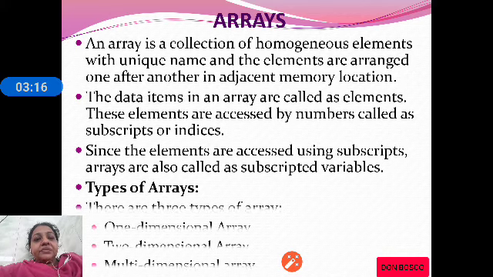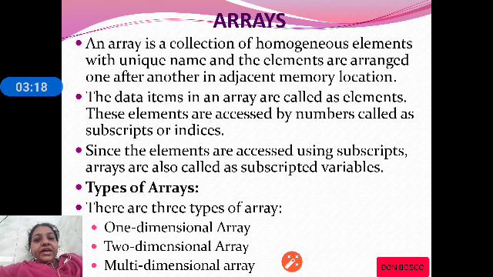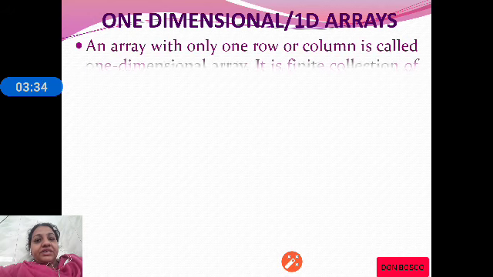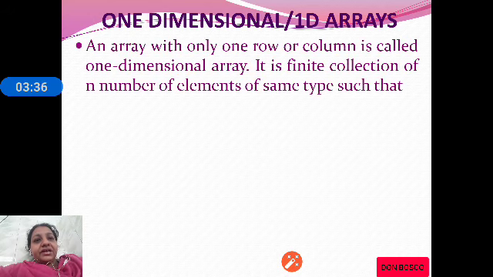There are three types of arrays: one-dimensional array, two-dimensional array and multi-dimensional array. There is no 3 dimension. It is 1 dimension, 2 dimension and multi-dimension. Today's class we will be discussing 1 dimension arrays. Let us see what is a 1 dimensional array.